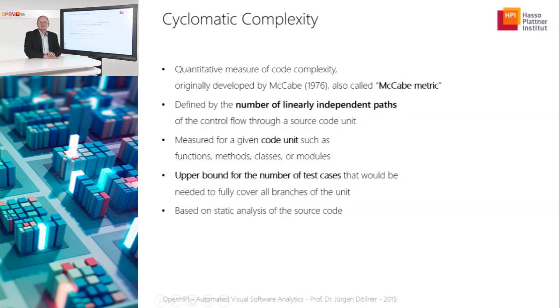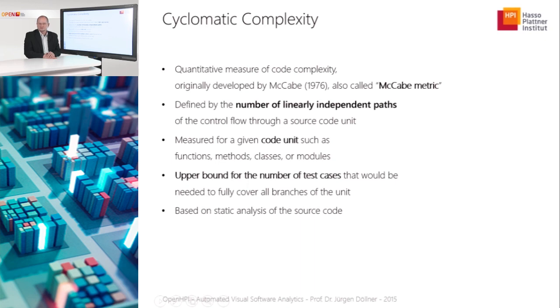Cyclomatic complexity is a quantitative measure of code complexity. It was originally developed by McCabe. For that reason, it's also known and called the McCabe metric. The cyclomatic complexity is defined by the number of linearly independent paths of the control flow through a given source code unit. A source code unit may be, for example, a function implementation, a method implementation, a class, or even a module.